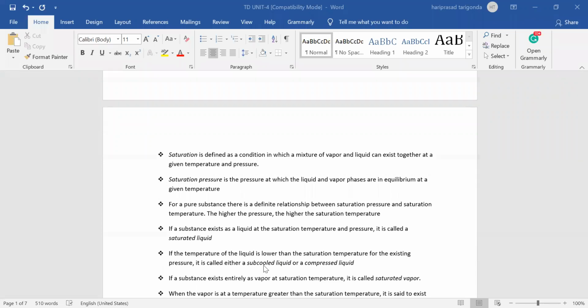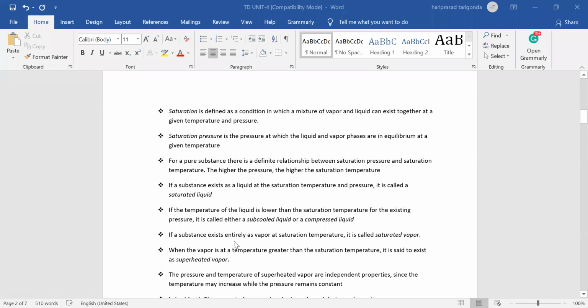Next, if the temperature of the liquid is lower than the saturation temperature at the existing pressure, it is called a subcooled liquid or a compressed liquid. For example, at atmospheric conditions, if water is heated to 100 degrees centigrade, evaporation takes place. Therefore, 100 is called the saturation temperature. Suppose you heat water only up to 80 or 90, then the liquid is called a subcooled liquid or compressed liquid.